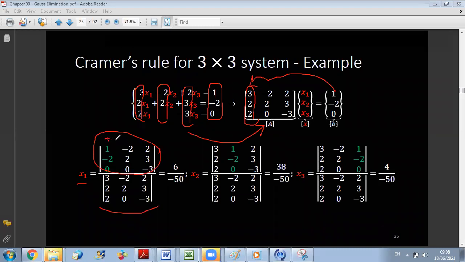For example, for this matrix here, I put plus, minus, plus. So I will start by plus 1 times, if I drop the column and row here, the remaining terms will be these ones. So it's times 2 times minus 3 minus 0.